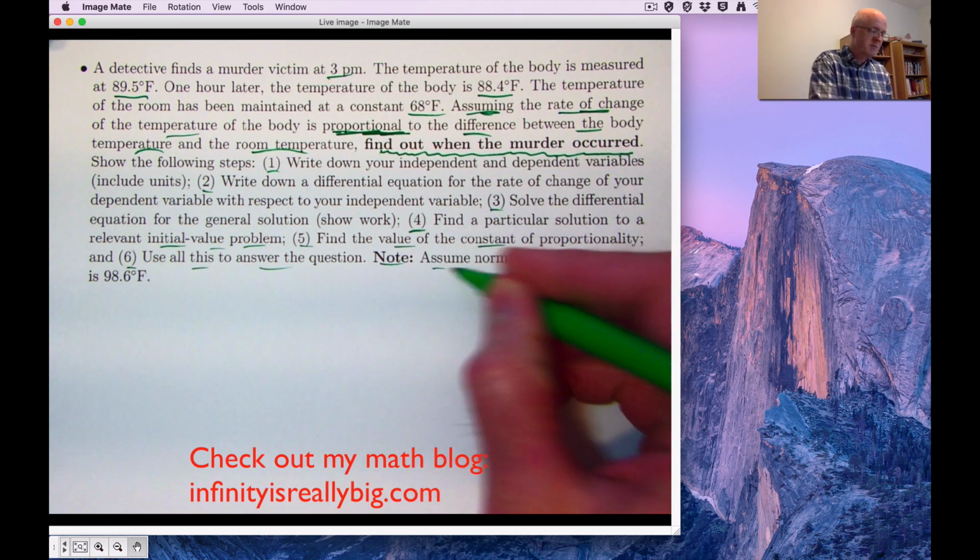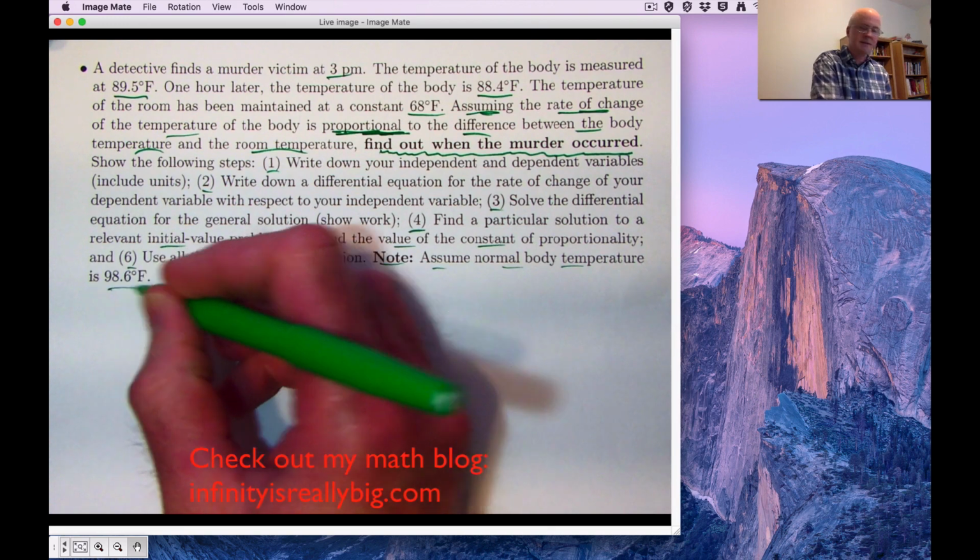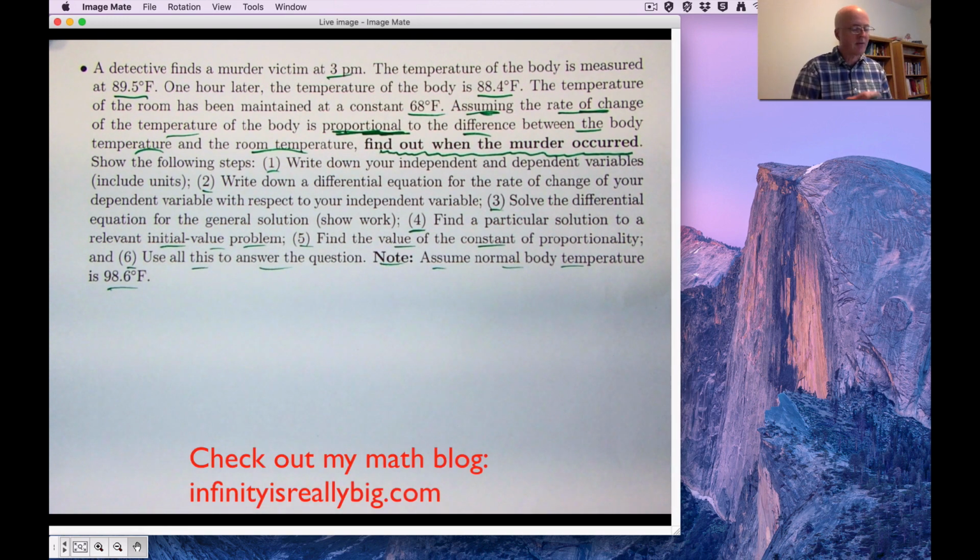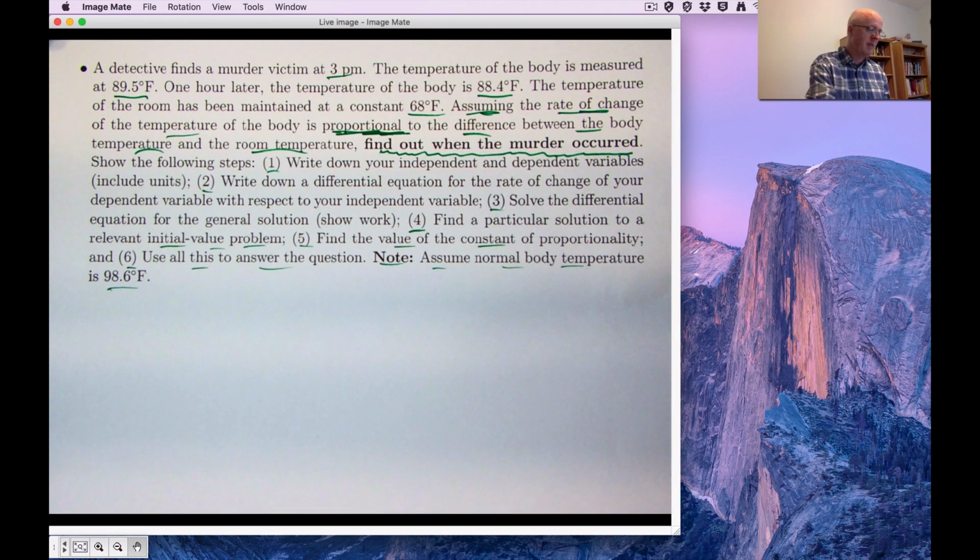Note, we're going to assume the typical normal body temperature of 98.6 degrees Fahrenheit, which is not the same for everybody, but close enough to get an answer. We need to make some simplifying assumptions. Okay, so take it step by step.